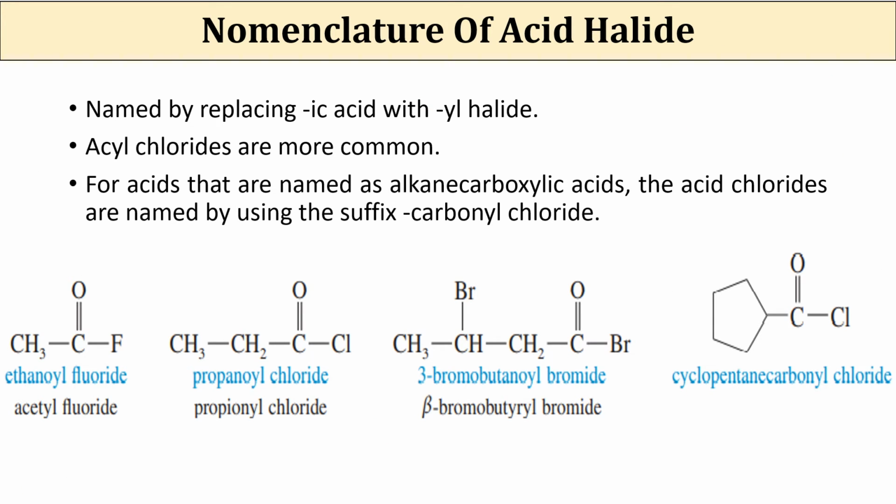Nomenclature of acid halides. An acid halide is named by replacing the -ic acid suffix of the acid name, either the common name or IUPAC name, with -yl and the halide name. For acids that are named as alkane carboxylic acid, the acid chlorides are named by using the suffix carbonyl chloride. Some examples of acid halides are ethanoyl fluoride, also known as acetyl fluoride, propionyl chloride or propanoyl chloride, 3-bromobutanoyl bromide, and cyclopentane carbonyl chloride.